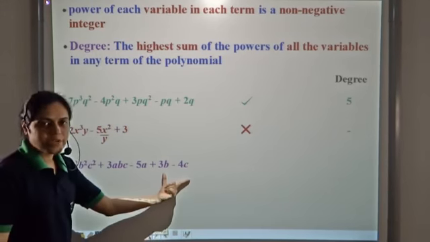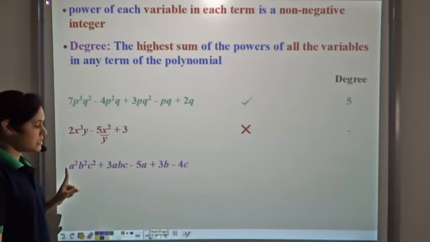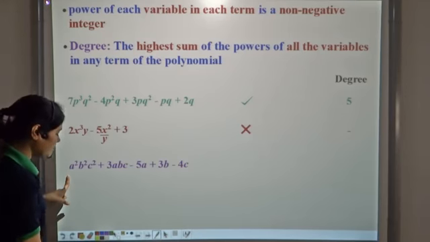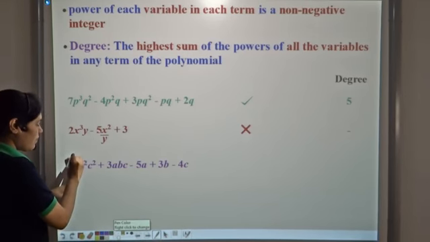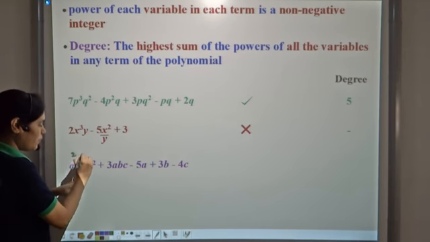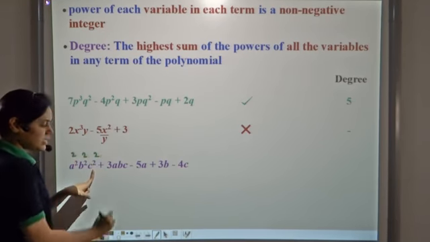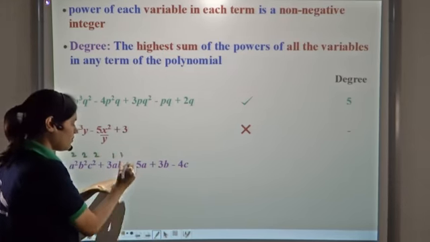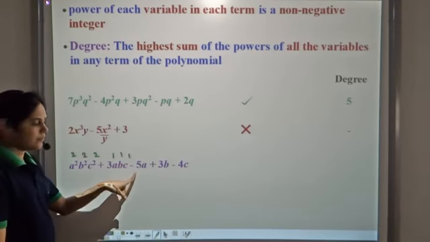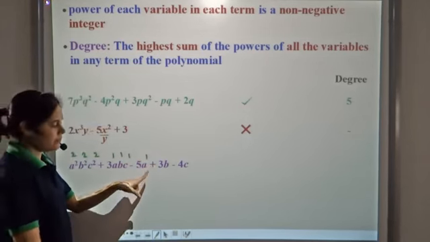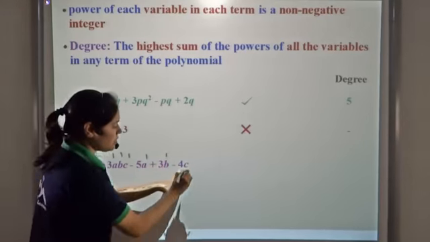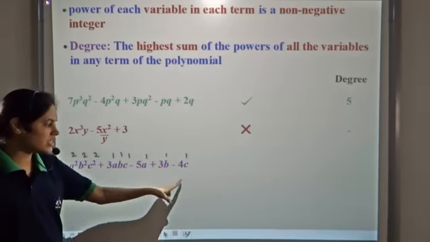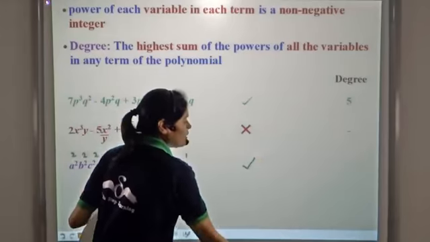Now let us look at this expression. It contains 3 variables, a, b and c. So what are the powers of variables here? Over here, the power of a is 2, the power of b is 2, the power of c is 2. In this term, the power of a is 1, b is 1, c is 1. Here the power of a is 1, b is 1, c is 1. So we see that all the powers are non-negative integers. So this is a polynomial.